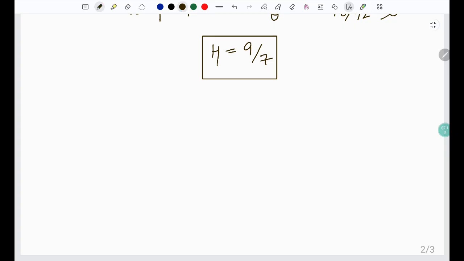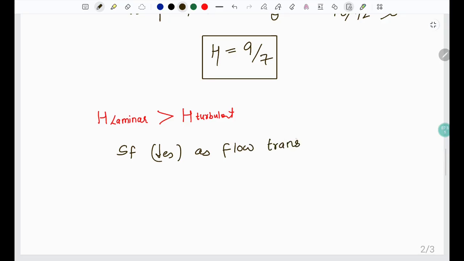One summarized concept is that the shape factor of a laminar flow is greater than the shape factor in a turbulent flow. That is, the shape factor decreases as flow transitions from laminar to turbulent.